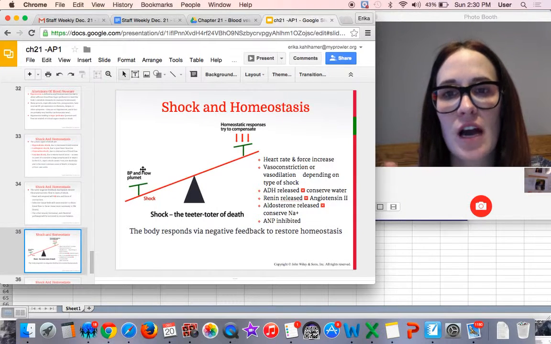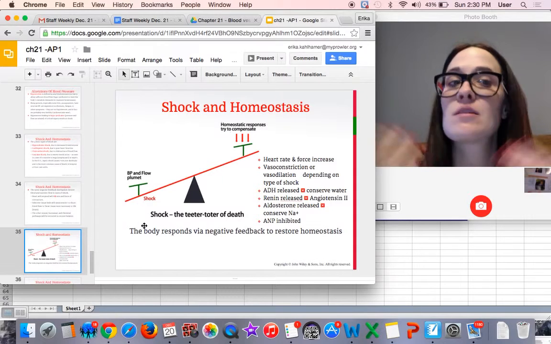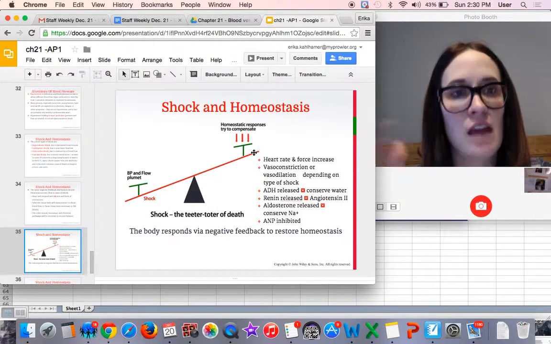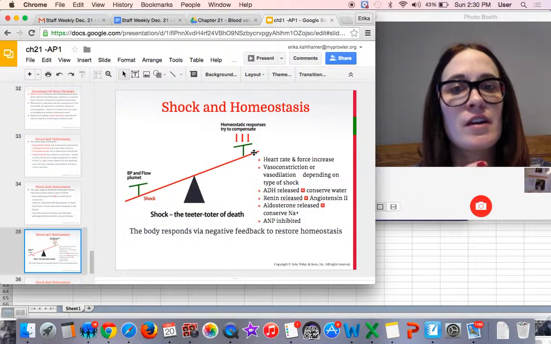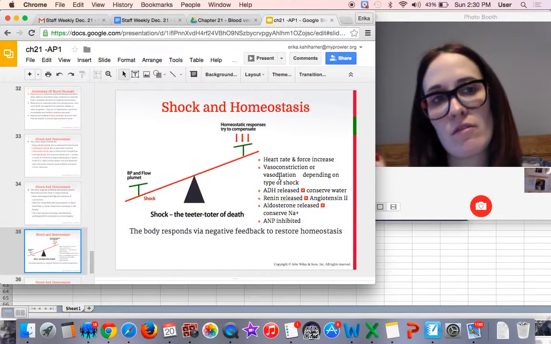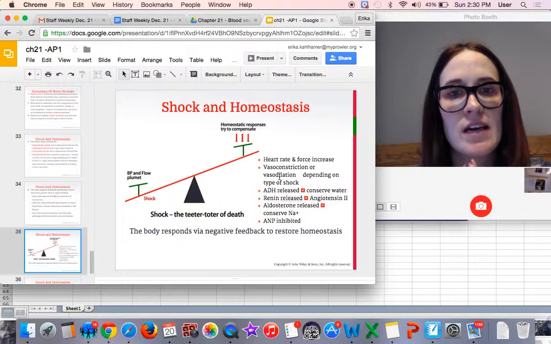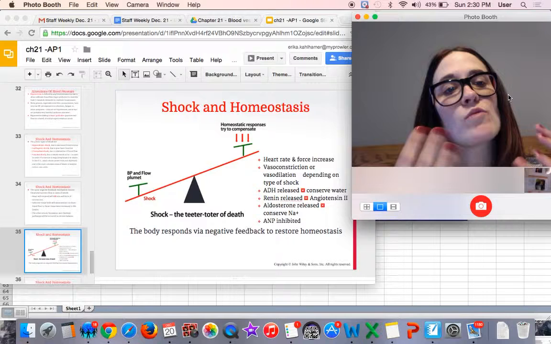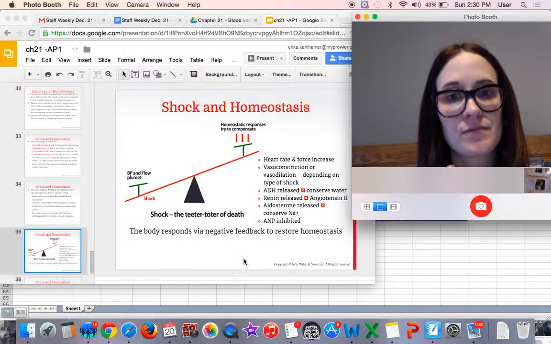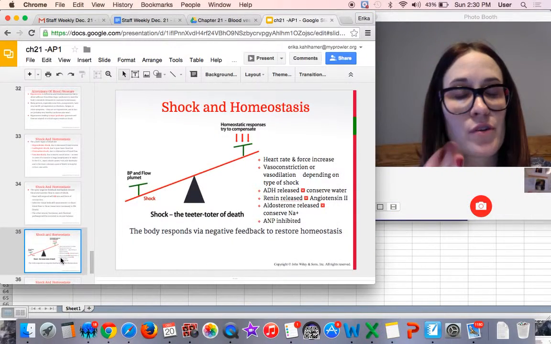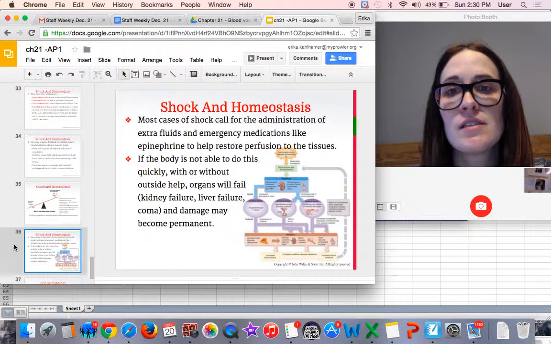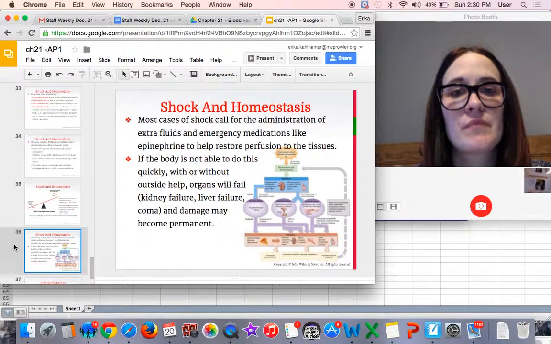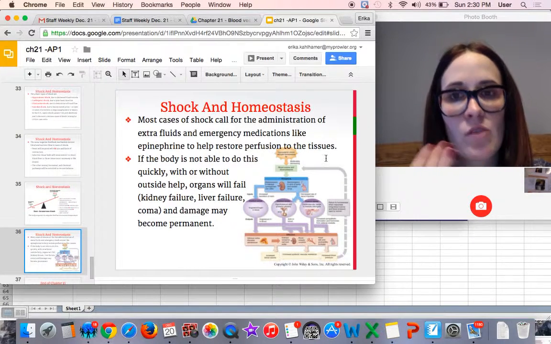So here, in shock, your blood pressure has plummeted and the blood flow has plummeted. Your body responds by increasing heart rate and the force of contraction. Depending on the type of shock, you're going to either vasoconstrict or vasodilate. A lot of hormones are going to be released to essentially conserve water and conserve salt, which are both crucial to maintaining life. This is just another little pathway of how your body responds to maintain homeostasis.